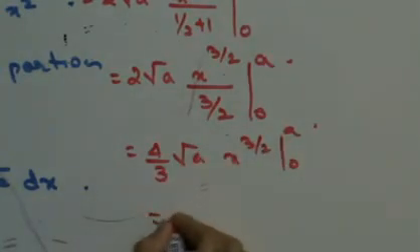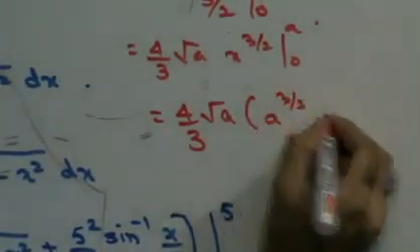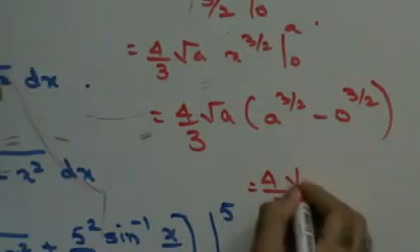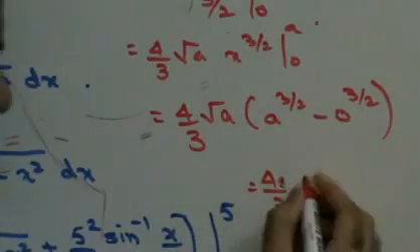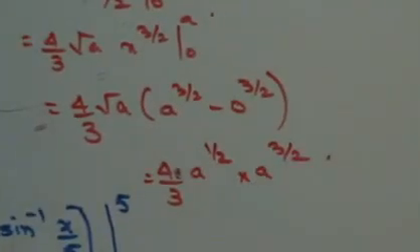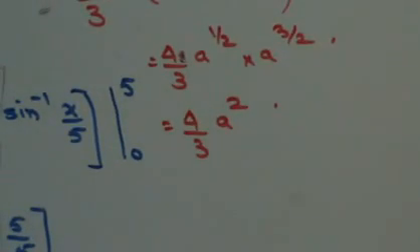Upper limit minus lower limit. So 4 by 3 root a, into a raised to 3 by 2 minus 0 raised to 3 by 2. So this is going to be 4 by 3 root a. Now root a can be written as a raised to 1 by 2, into a raised to 3 by 2. Laws of indices: a raised to m into a raised to n is a raised to m plus n. So this is 4 by 3 a raised to 4 by 2, which is nothing but a square. So this is going to be 4 by 3 a square, right?